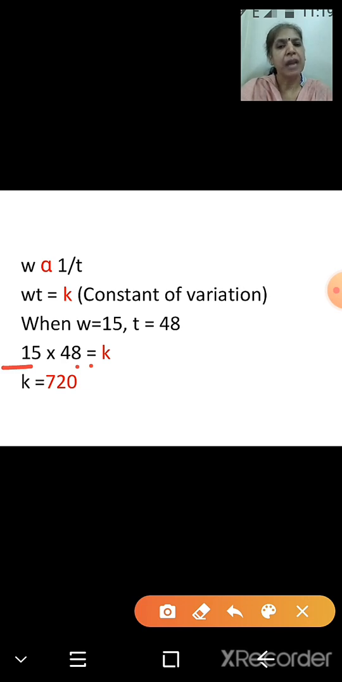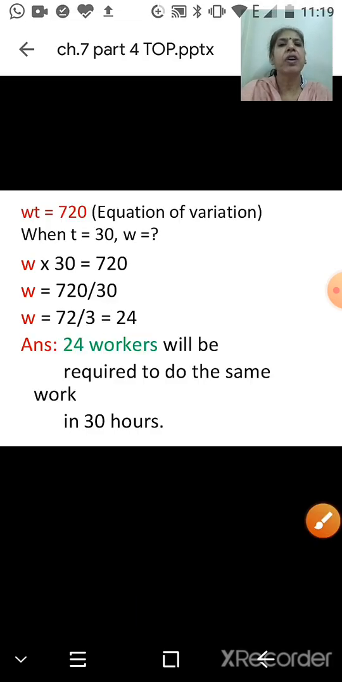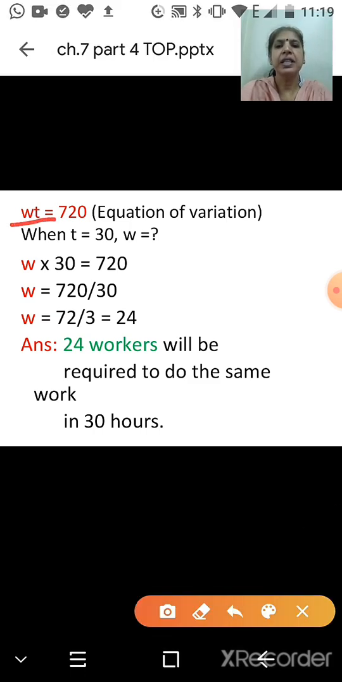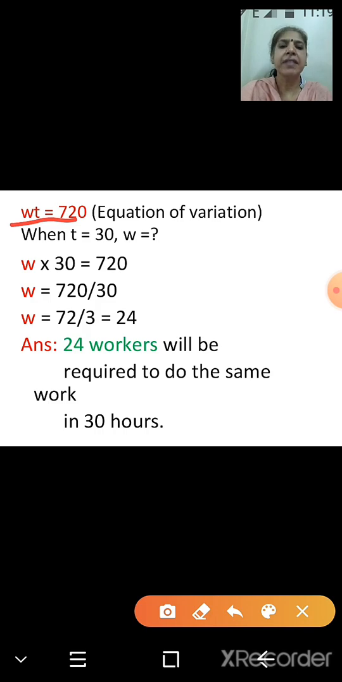Now you have to multiply. 48 multiplied by 15. So children, you have to multiply and get the answer. What answer are you getting? K is 720. So you have to multiply and check. Now we have got constant as 720. That is WT is 720.